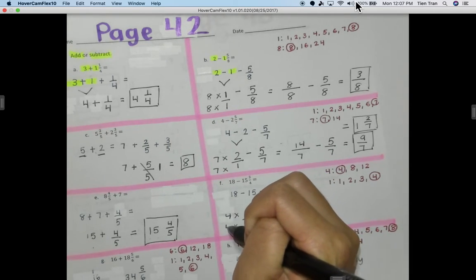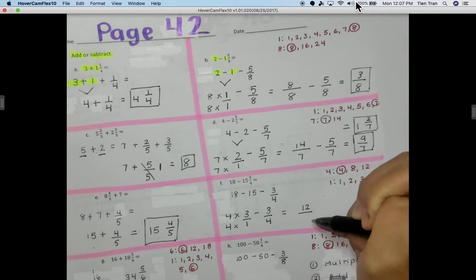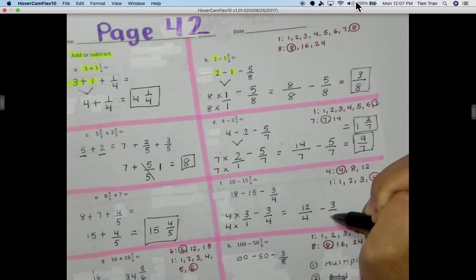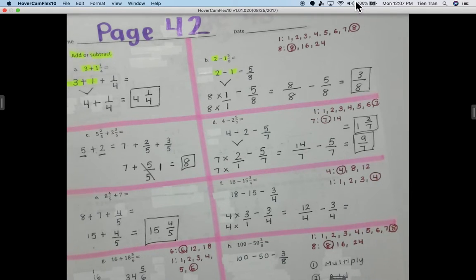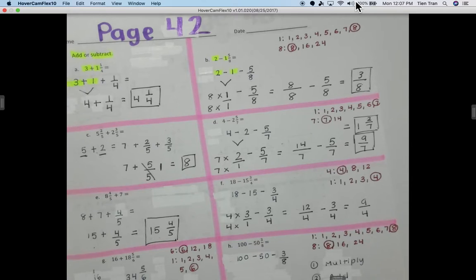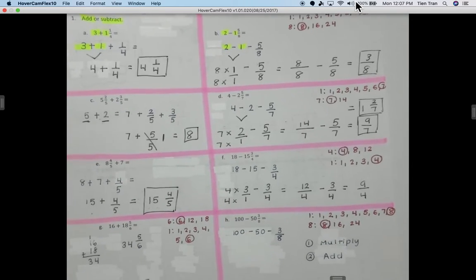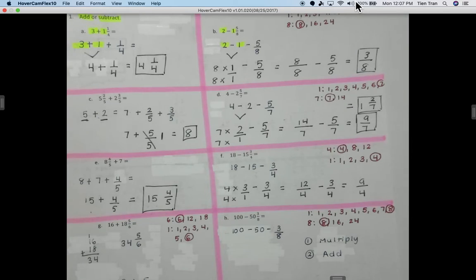I'm going to multiply to get 4. 4 times 3 is equal to 12. And 4 times 1 is 4. And we're subtracting. We have 3/4. And what is 12 minus 3? 12 minus 3 is going to give me 9, and my denominator is 4. So I get 9/4. Oh, can you guys see that? There you go. I get 9/4, which is the same as 2 and 1/4.